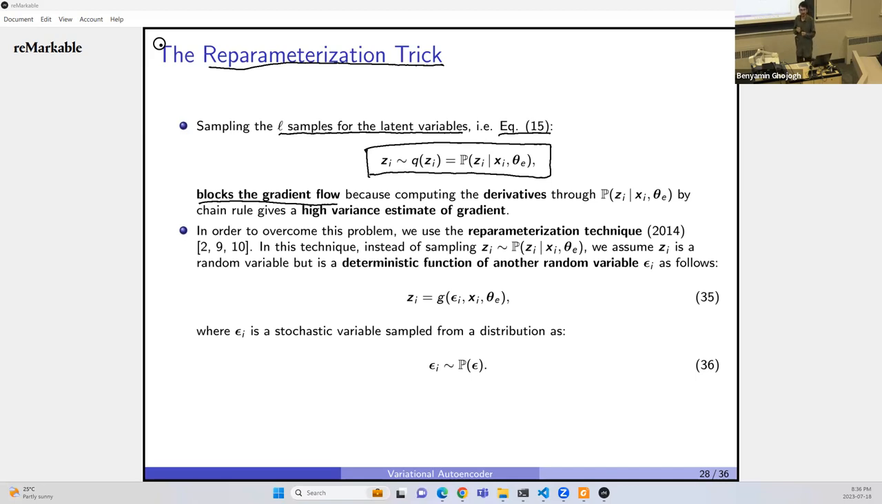I sample Zi in the latent space. You need to take the derivative of that also. So you go from the end of the autoencoder, you come down, you go through the decoder, you reach the latent space. In the latent space, you're sampling. How can you take the derivative of sampling? That's a big problem. It blocks the gradient flow because computing the derivatives through this by chain rule gives a high variance estimate of gradients. In order to overcome this problem, we use the reparameterization technique proposed in 2014.